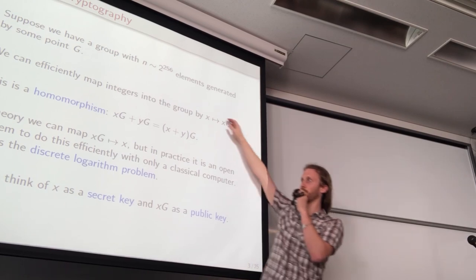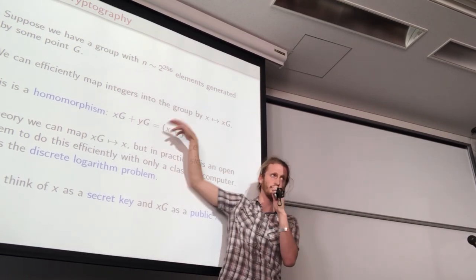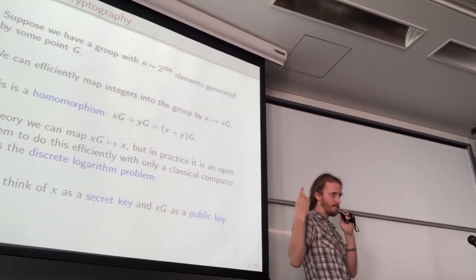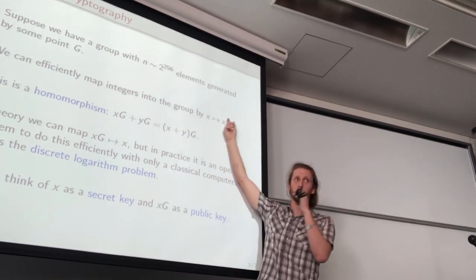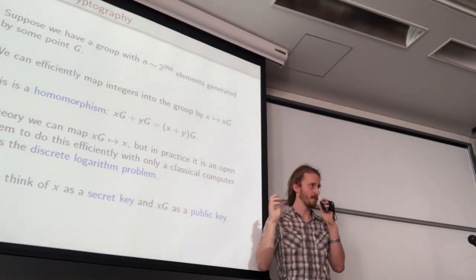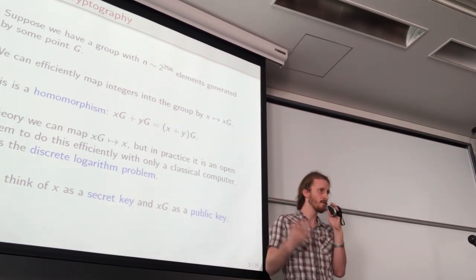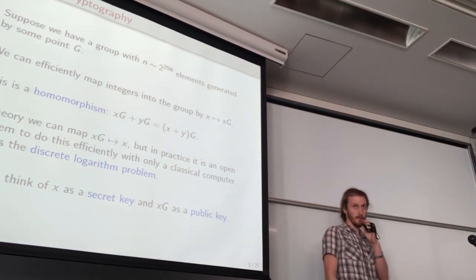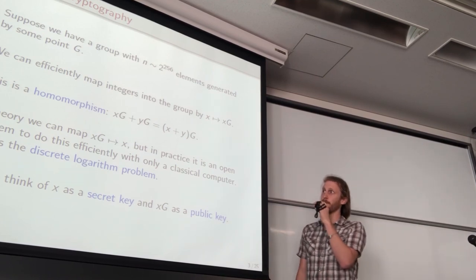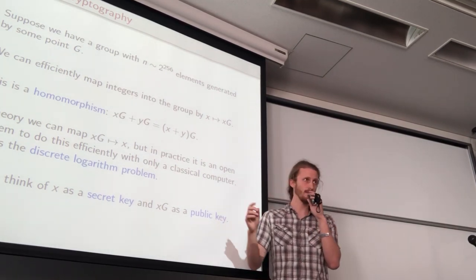And then because of this nice group property, we have this distributive law here. It means for every one bit in x, I can just add a corresponding multiple of g, and I wind up with at most 256 actual group operations that I need to do. That's one way to do it. It's not a very good way to do it for crypto reasons.